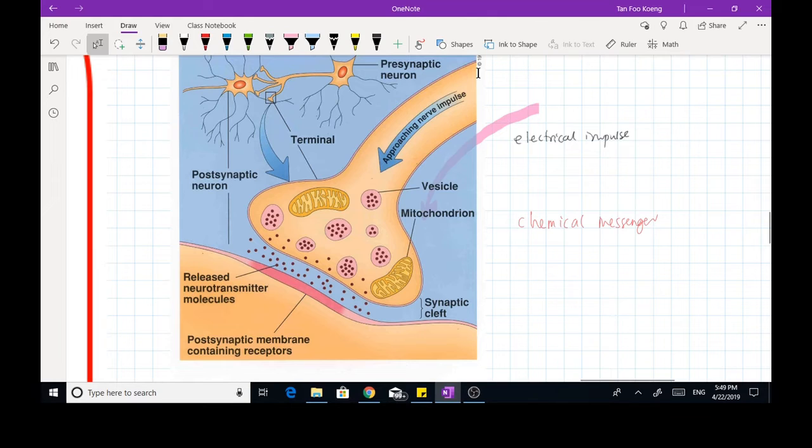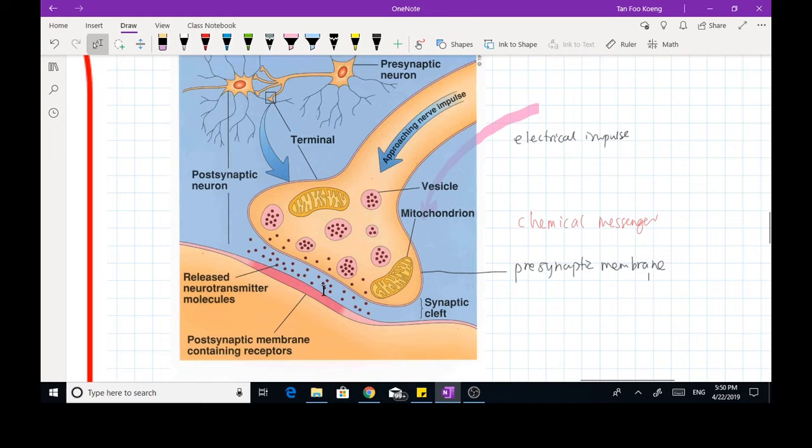Now once an impulse arrives at the synaptic knob, this impulse is going to stimulate the vesicles containing the neurotransmitter to move towards this membrane. Now this membrane is known as the presynaptic membrane. Once the vesicle moves and fuses with the presynaptic membrane, neurotransmitter are released into the gap here. Alright, the movement of the vesicles is actually aided by the mitochondria.